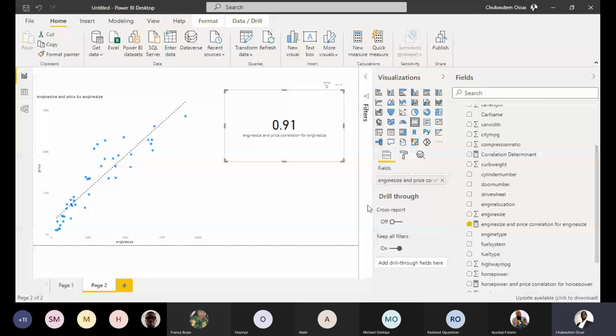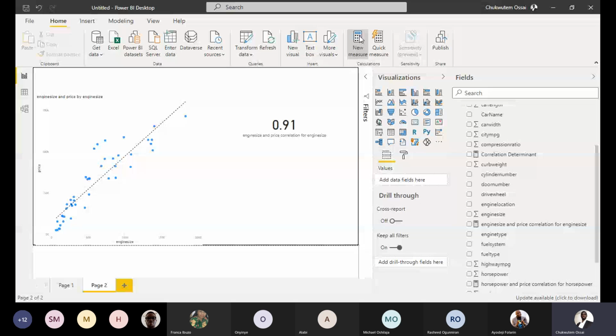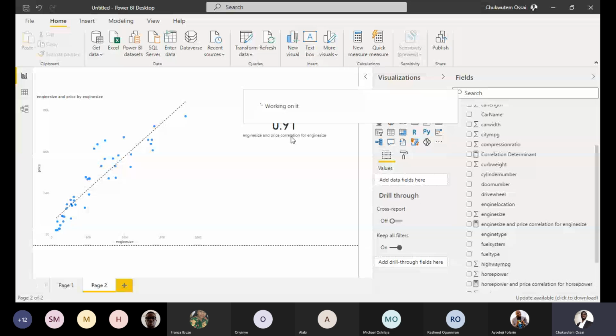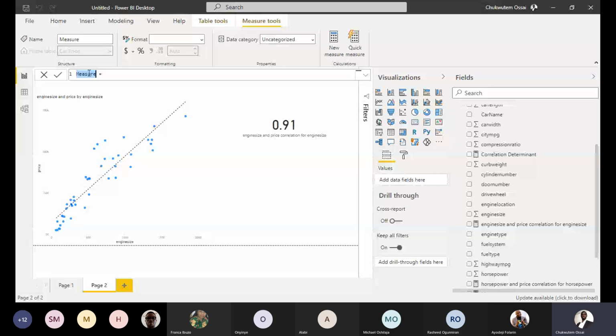The same way, instead of bringing in a quick measure, we are going to bring in a new measure. As we are bringing in a new measure, we are going to name it. Let us call it R2 for engine size and price. Okay, so this is the measure. We'll now call up our calculation, we add in our R. This is it, engine size and price. So I'm choosing this. Then I will use my raised to power. Raised to power is Shift 6, that is the caret. So Shift 6, then we put 2.